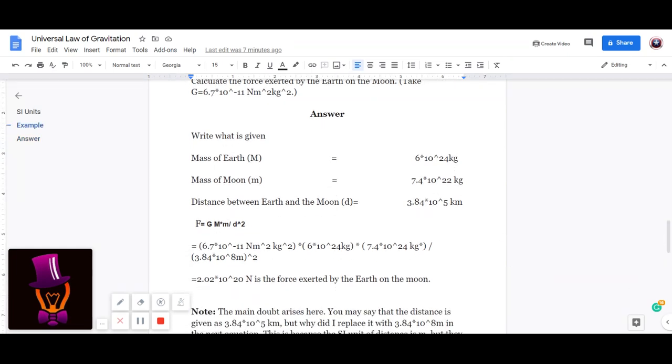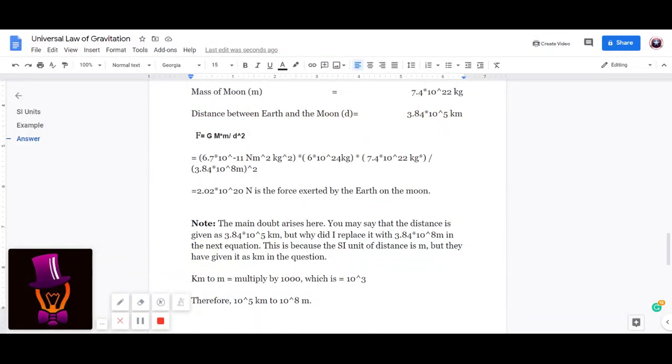F is equal to 6.7 into 10 to the power minus 11 nm square kg square, which is capital G, into capital M, the mass of the earth, 6 into 10 to the power 24 kg, into small m, which is 7.4 into 10 to the power 22 kg, the mass of the moon, by d square. After we multiply and divide it with the distance square, we'll get 2.02 into 10 to the power 20 Newton, which is the force exerted by the earth on the moon.